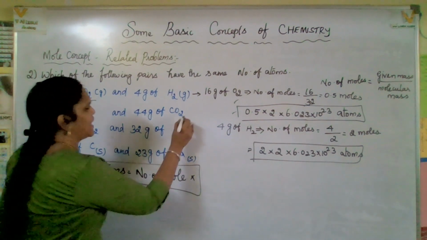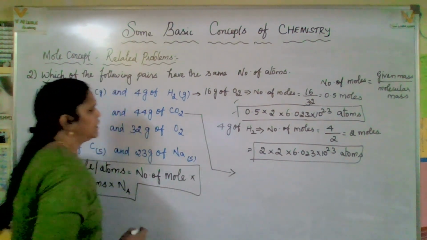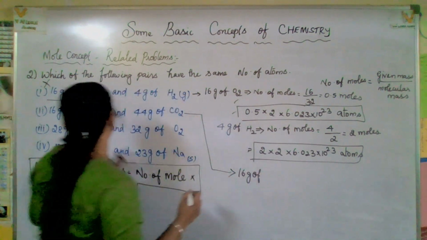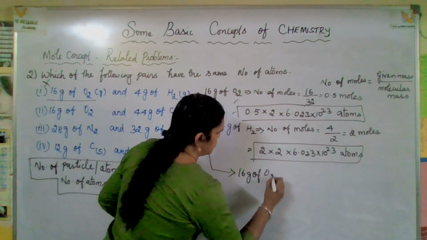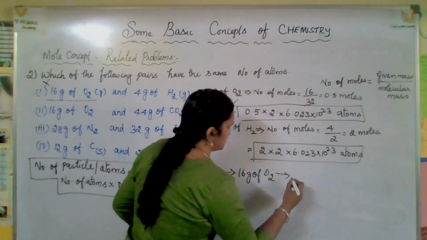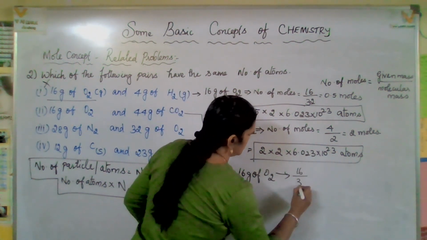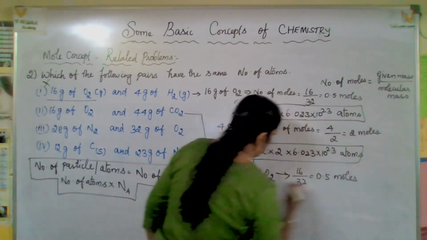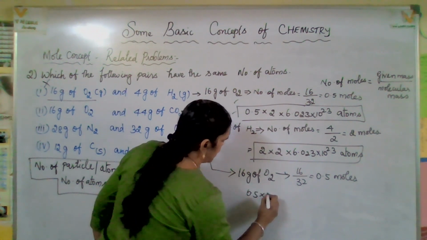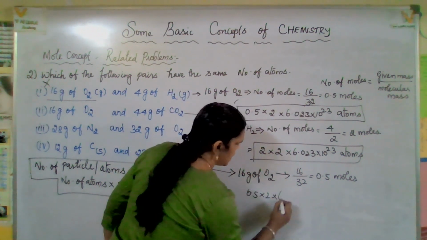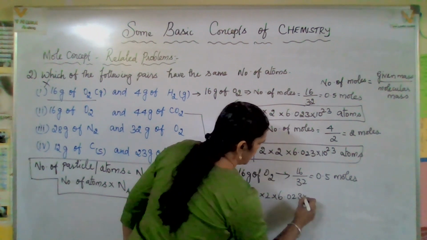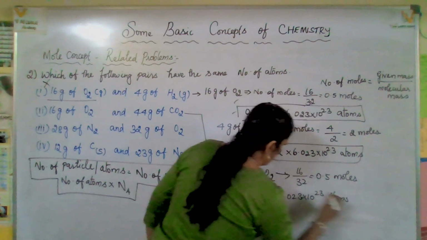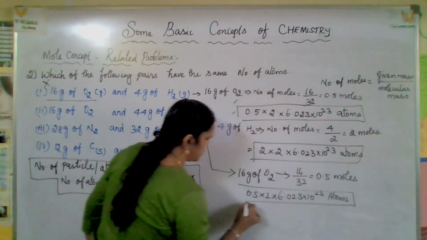Right? Okay, now the second option. Let us see that second one. 16 gram of oxygen, O2. This also, let us find out given mass by molecular mass. 16 by 32, you will get 0.5 mole. So here 0.5 mole into 2, that is the number of atoms, into 6.023 into 10 to the power of 23 atoms. Right? This is the second option, first pair.